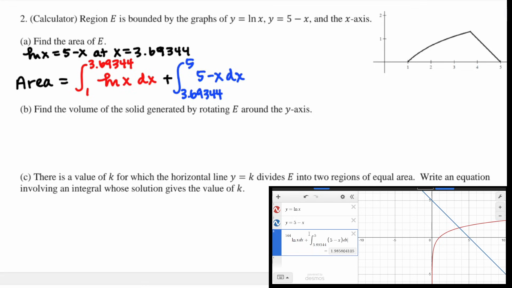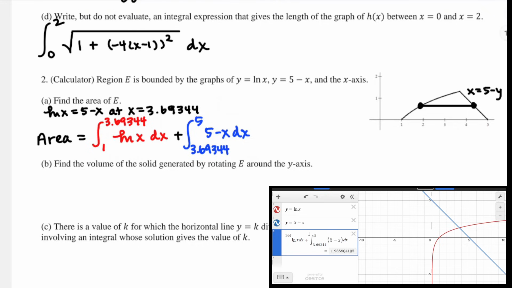Okay, but I also want to show you that, okay, I could think about it in terms of right and left. This would be if y equals 5 minus x, x is going to equal 5 minus y. And let's make sure you can see that. Then if y equals log x, x equals e to the y. So, or like alternatively, I could integrate right minus left, 5 minus y minus e to the y.